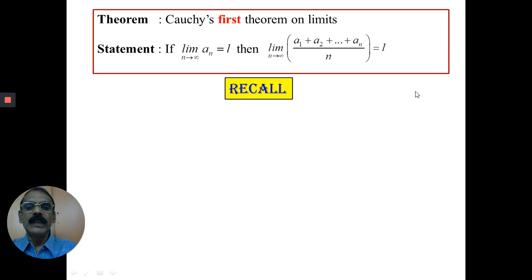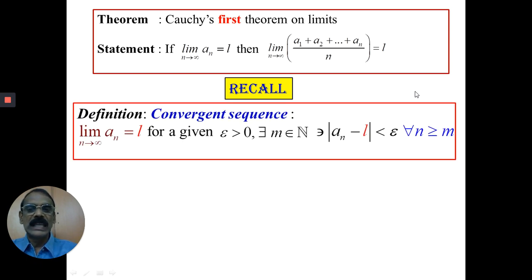To prove this, we need two results. We will recall those two results. The first one is the definition of convergent sequence. If the sequence a_n converges to L, then by definition, given epsilon greater than 0, there exists a natural number m such that modulus of a_n minus L is less than epsilon for all n greater than or equal to m.